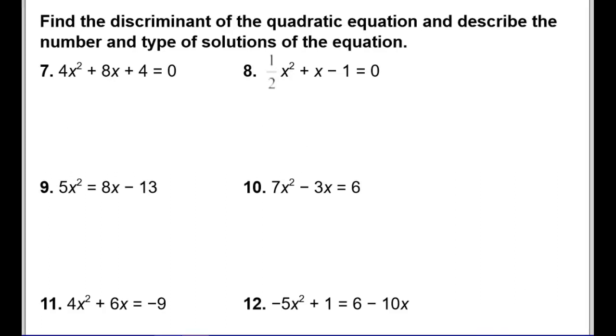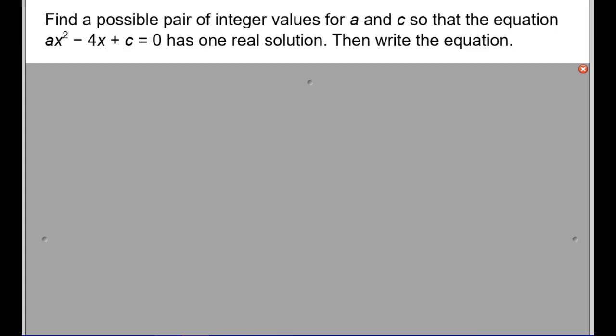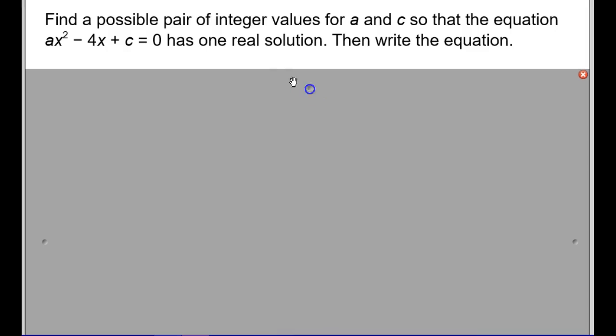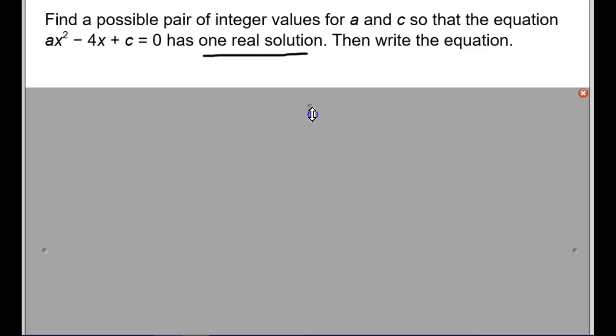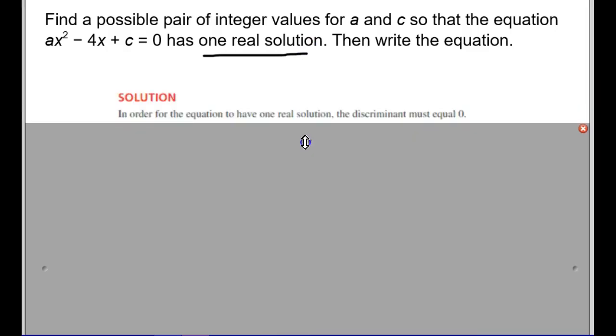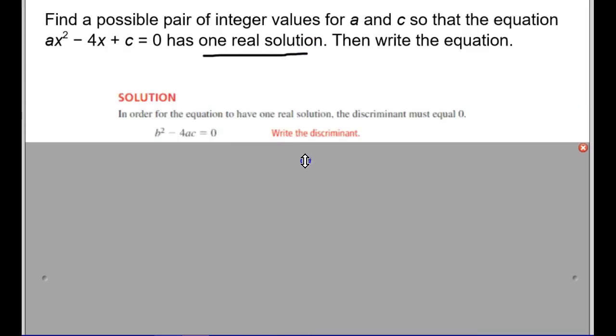So now here's some for you to try. See if you can just tell me how many solutions there are. Okay. So now we can also take this equation, just our standard form, and figure out what we're looking at. So here I'm finding a possible pair of integer values for a and c so that the equation ax squared minus 4x plus c has 1 real solution. Then write the equation. Well, since I'm told how many solutions I'm dealing with, I know I'm going to want to use the discriminant. So that's the first thing I do, I set my discriminant equal to 0.